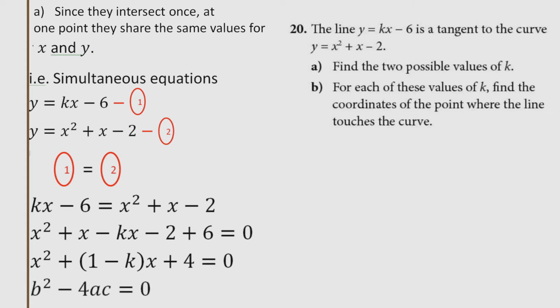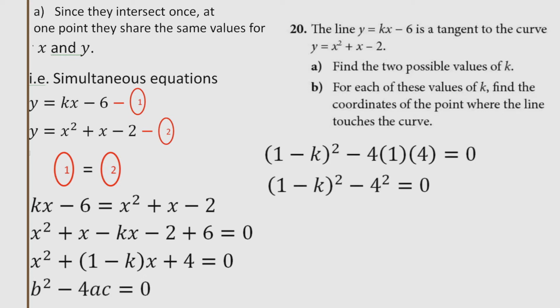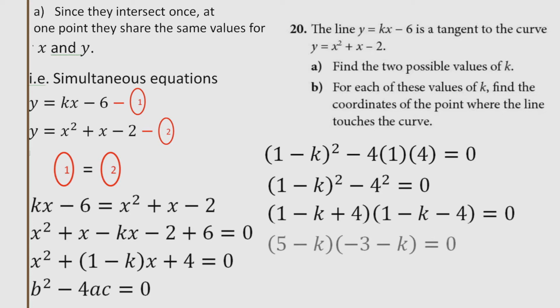So we are just going to substitute into this equation, and we are going to get something like this. You can see once again, it is a difference in squares. So we can factorize that, simplify, and we get k is equal to 5, or k is equal to negative 3. So what about the coordinates here?